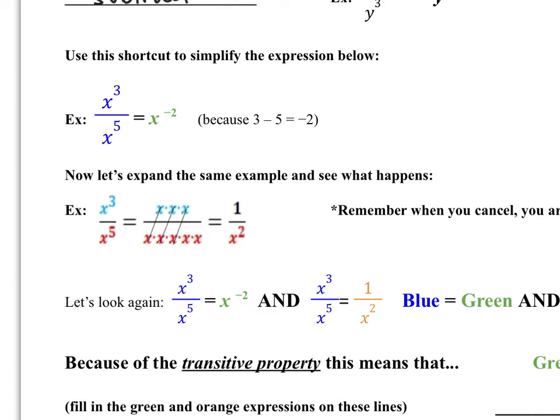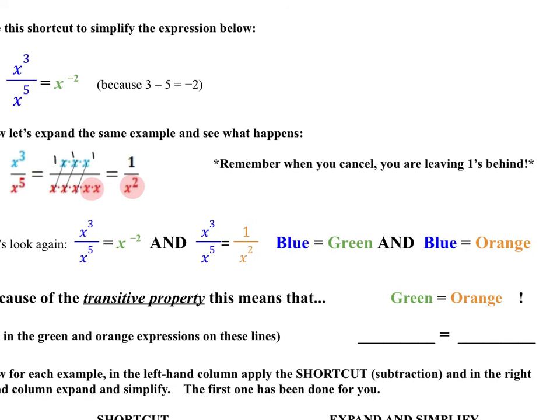And then every pair of x's on top and bottom is going to cancel, leaving behind that invisible number 1, 1 times 1 times 1, which is going to get me my numerator of 1. And on the bottom, I have x times itself twice, which would be my x squared. So my final answer when expanding is 1 over x squared. But my final answer when subtracting was x to the negative 2nd. So that means that these two answers must be equal. X to the negative 2nd has to be the same answer as 1 over x squared.